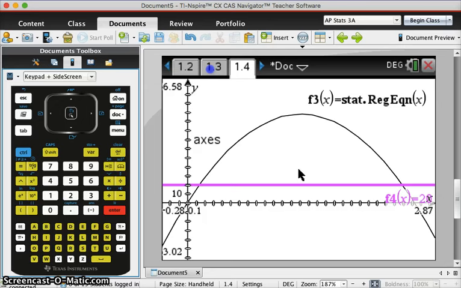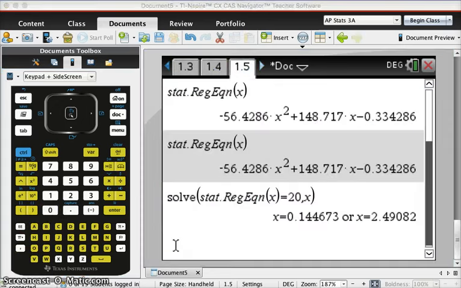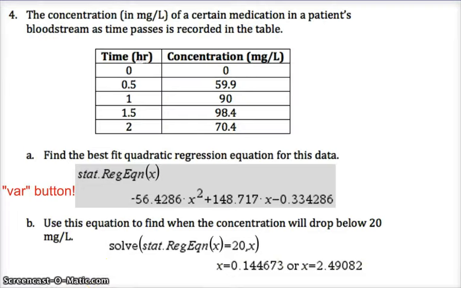I'm running out of time. Or put in the calculator page, solve this for when it equals 20, like I've done here. All right. And of course, we're not surprised that that's two different times. Okay, I'm out of time. Remember to hit the var button to get those stat reg equations. All right, see you in class.